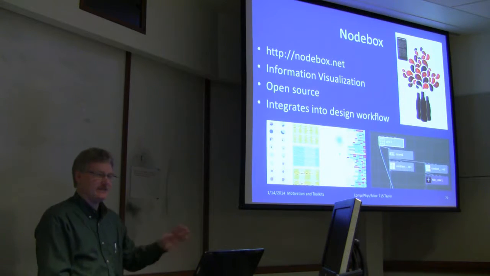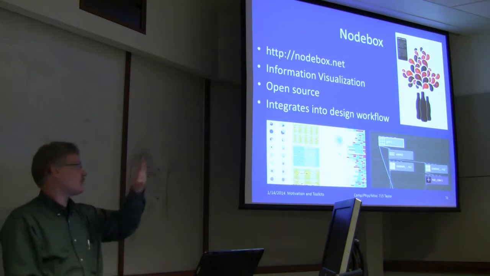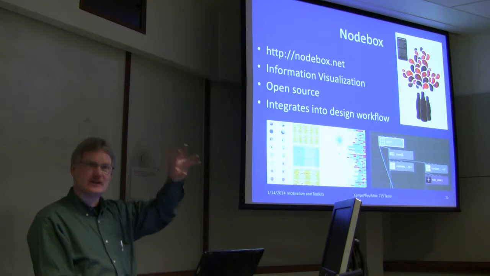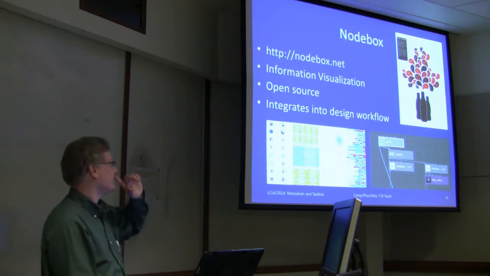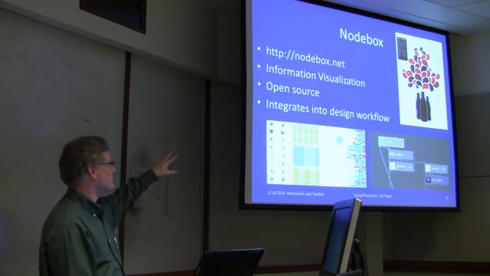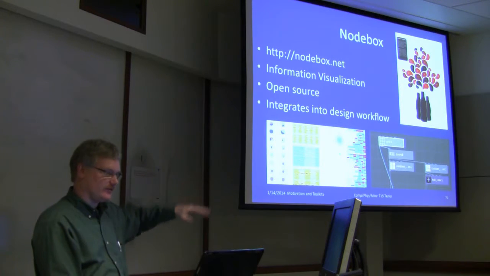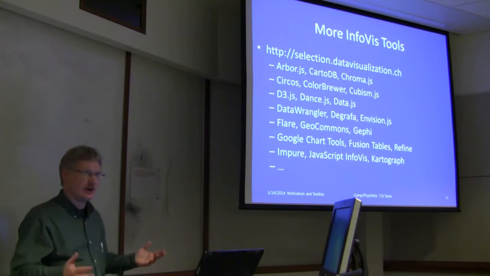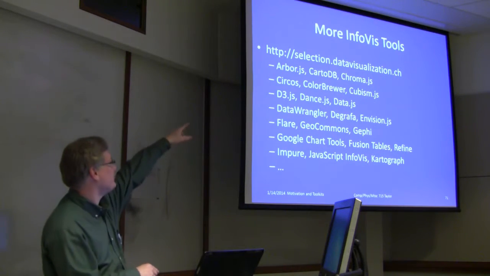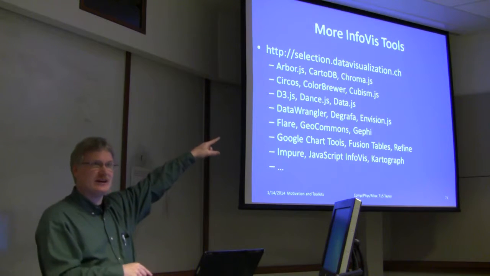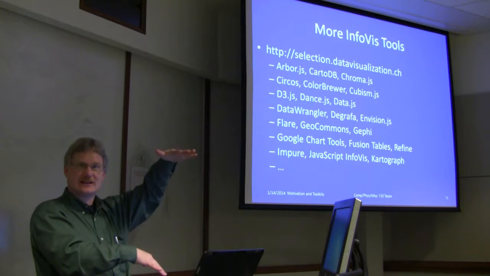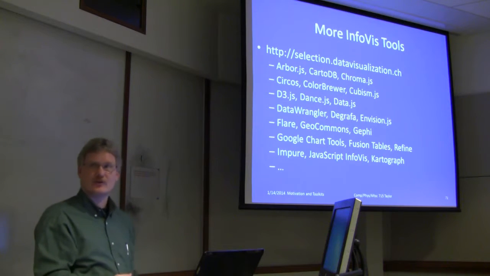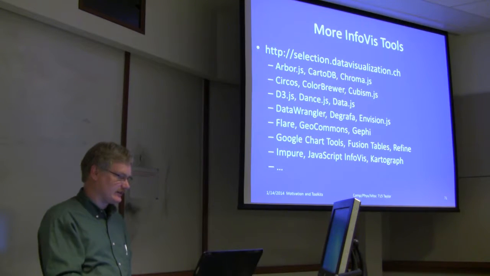NodeBox is again an InfoViz equivalent. So I want to make a graphic that shows something that's about data that's not spatially embedded, but it's just from information. And it's open source, integrates into your design workflow. More InfoViz tools. On the web page, there's a selection database lab. They've got a list of all the InfoViz tools they could find, and here's the first parts of them, and you can go there for the rest. So they have a whole giant list of those.